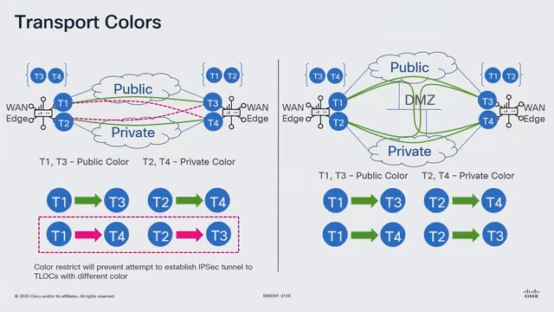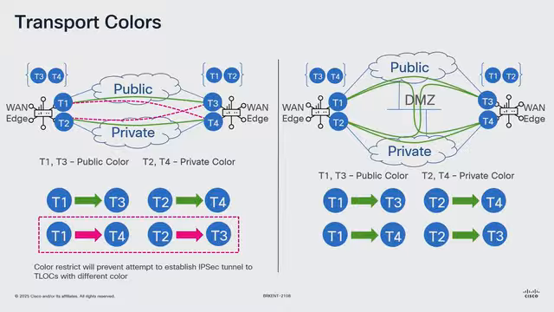A little more on the color part. Let's say you have two transports at a site managed with T1 and T2 as the two TLOCs with two colors. And then you have T3 and T4 on the other side. And you have two links, right? A public WAN link and a private WAN link. So T1 is defined with a public color, and T2 is also with a public. And T2 and T4 are defined with private colors. Now, I'd like to draw your attention to the diagram on the right side.